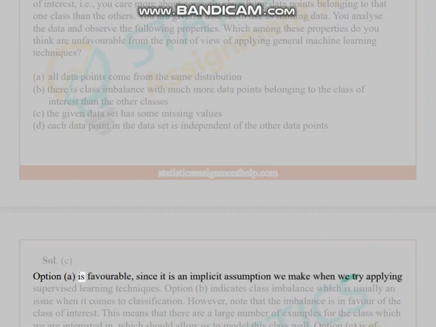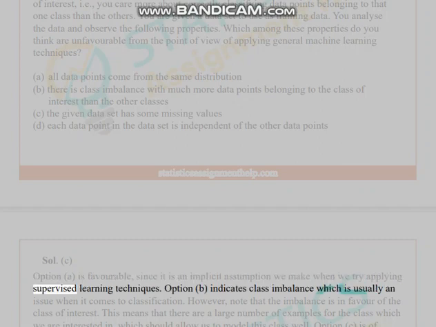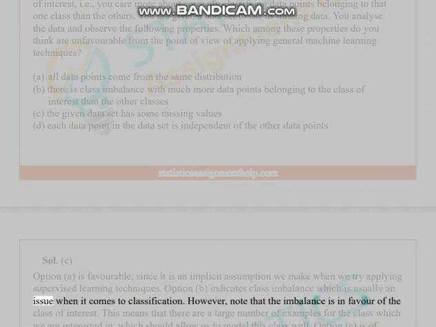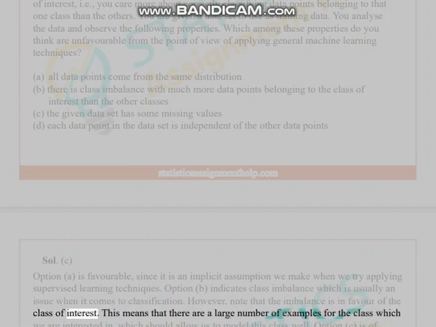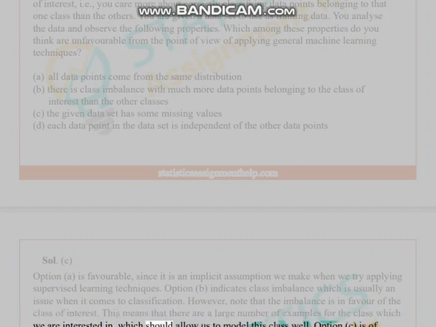Option A is favorable, since it is an implicit assumption we make when we try applying supervised learning techniques. Option B indicates class imbalance, which is usually an issue when it comes to classification. However, note that the imbalance is in favor of the class of interest. This means that there are a large number of examples for the class which we are interested in, which should allow us to model this class well.